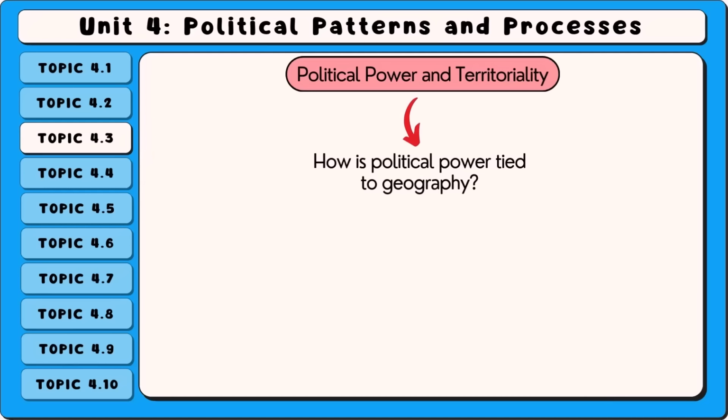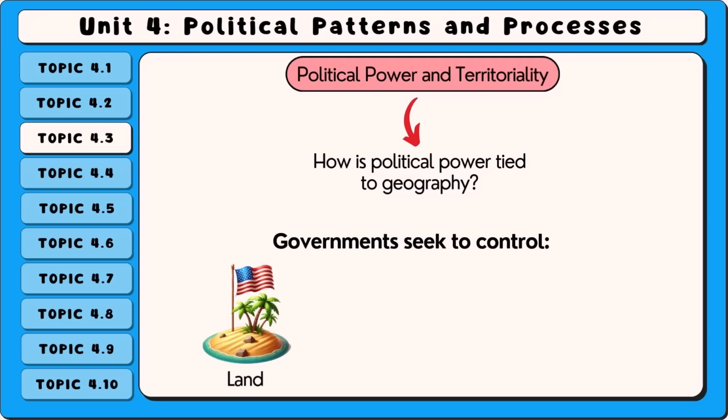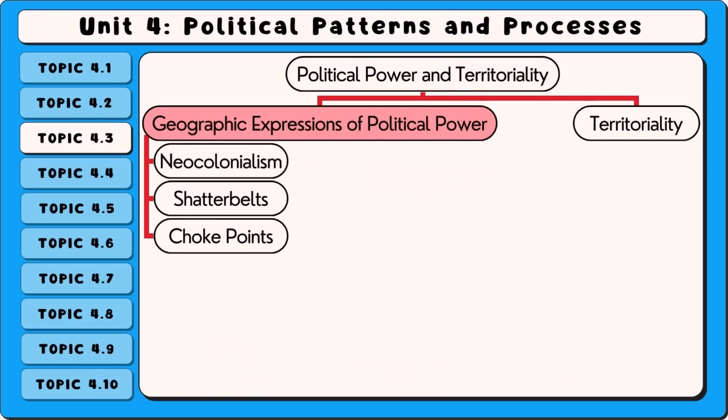In this lesson, we will examine how political power is tied to geography. Governments and groups often seek to control land, people, and resources. First, we'll look at geographic expressions of political power. Then we'll explore the concept of territoriality, which explains why people feel connected to land. Let's start with geographic expressions of political power.